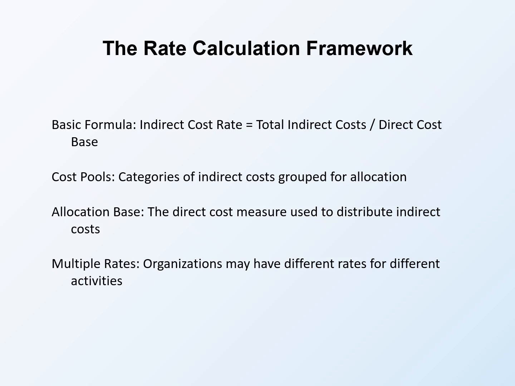Organizations may have multiple rates for different types of activities. Research might have a different rate than instruction. On-campus activities might have a different rate than off-campus work. These variations reflect genuine differences in how indirect costs relate to different activities.